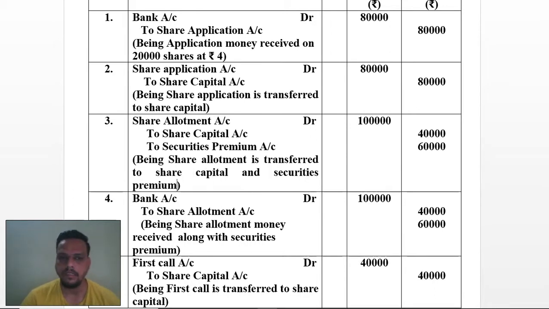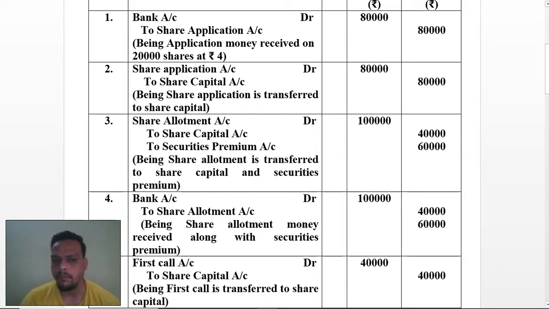This entry is completed, whereas here only the amount will be clarified, as here itself I have mentioned share allotment. Then the fourth entry is very clear. The amount will be changed. The share allotment money received along with the premium, securities premium. The entry is very clear and perfect. Here the amount will be changed to 1 lakh rupees.